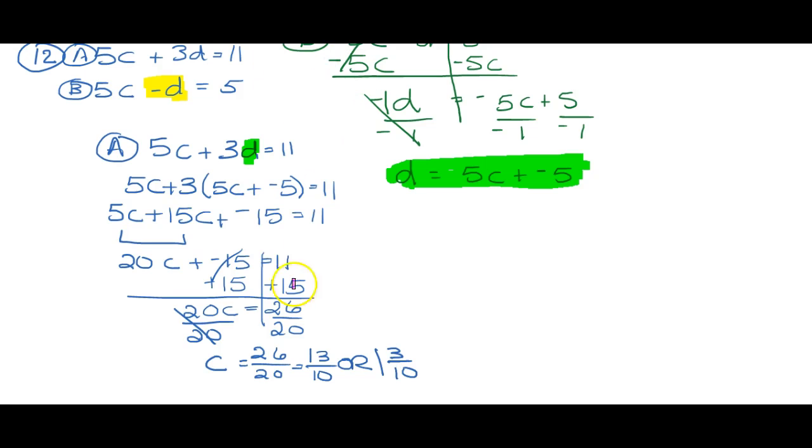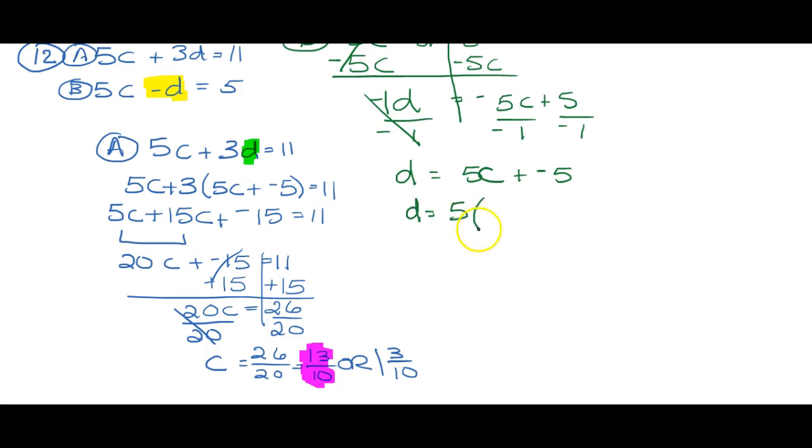But now, I need to take this, and I'm plugging it in for my C. Oh, I'm so sorry. That just was really, really bad. Let's see if I can erase that one. Oh, no. Too much eraser. Okay. Well, we knew it was 5C. So this is D equals 5 times 13 over 10 plus negative 5.